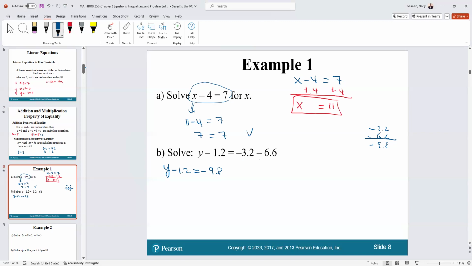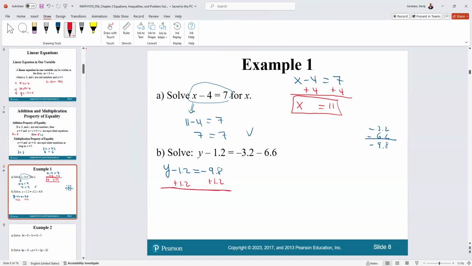Now we need only y on the left. Isolate the y, isolate your variable. Because here the variable is y, I'm going to isolate it and keep it y. So what I would do is get rid of my negative 1.2. How to get rid of it? By adding positive 1.2 to it. Negative 1.2 plus 1.2 gives me 0, but I cannot just go and get rid of it like this. I need to add it to the other side as well.